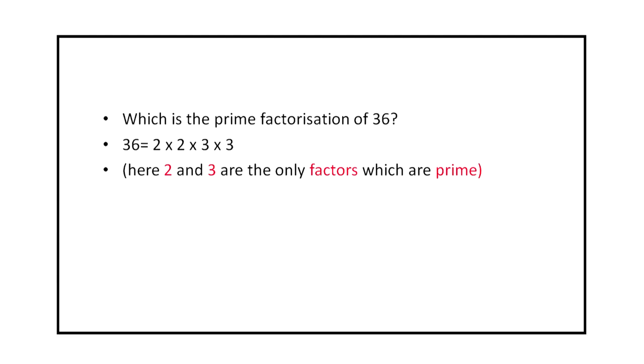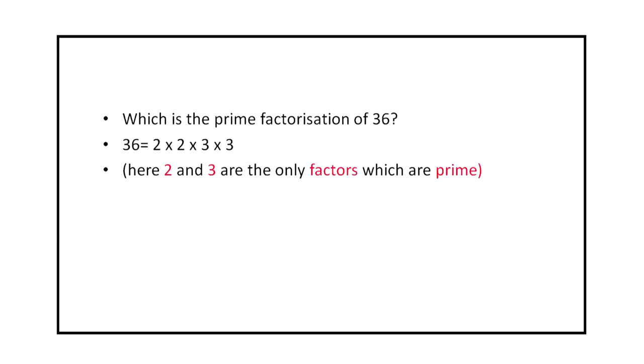Now, which among the categorizations becomes the prime factorization of 36? As I have said just before, the product of the factors, and that too, the factors should be prime numbers. Only those numbers are selected while determining the prime factorization. And hence, among the above determined expressions for 36, 2 into 2 into 3 into 3 is the right answer for the prime factorization of 36. Please note that the numbers 2 and 3 are the only factors which are prime in this example.